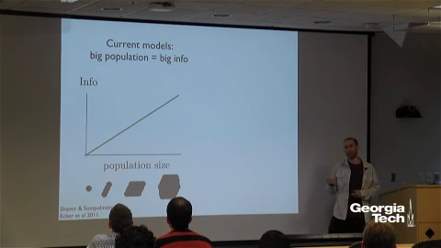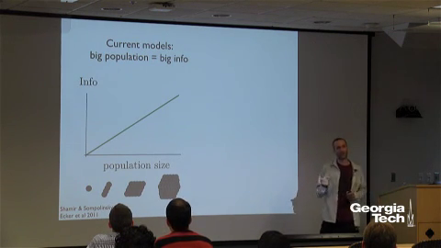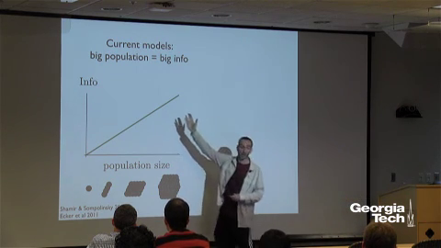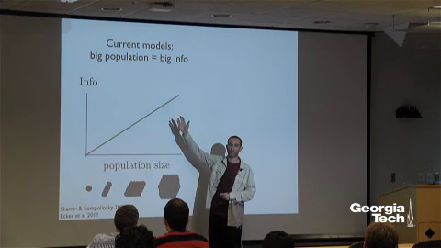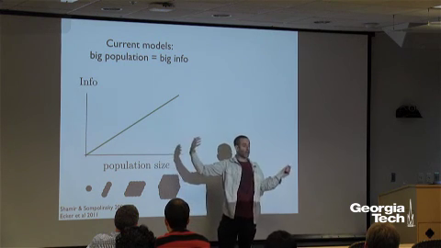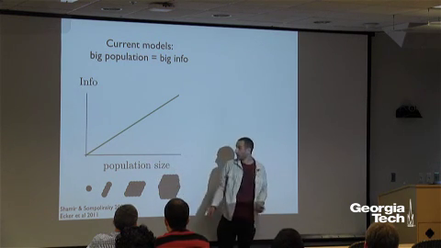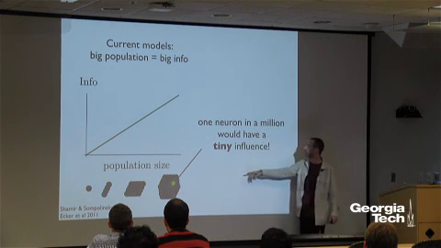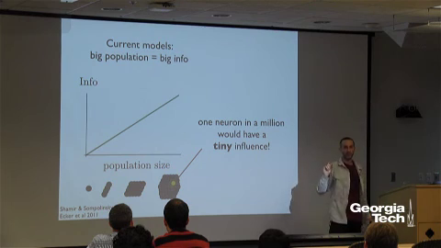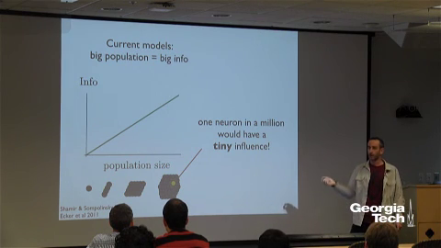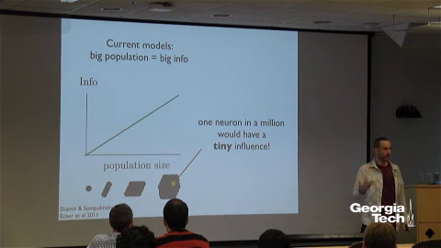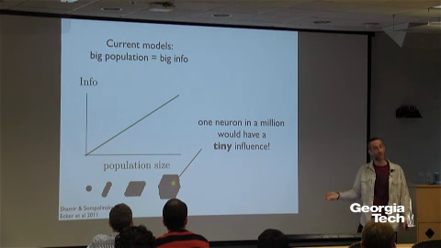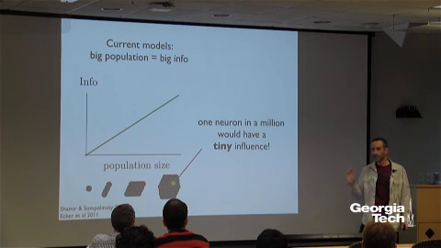Now, one problem with this, which is a major conflict with the experiment, seemingly, is that current models of population codes suggest that if you have a lot of neurons, you have a lot of information. And that means that if you look at just one neuron in a million, then it should have a tiny little influence over the choice. And yet, when you go and measure in the brain to see how much correlation a neuron has with the choice, it's really significant. It's not a tiny little effect.